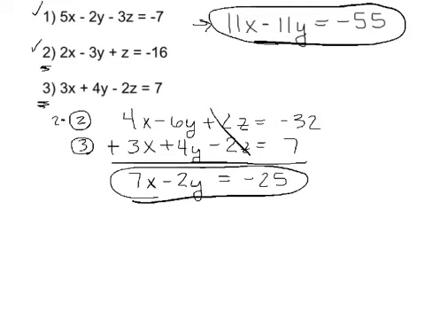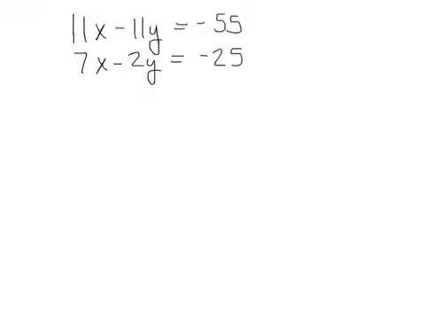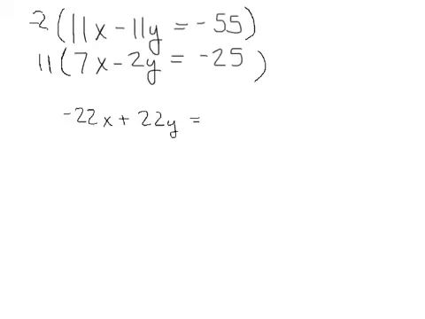Okay, I'm going to push pause and get another slide up. So here's the system of 2 equations. This is my 2 by 2. 2 equations, 2 unknowns. Let's go ahead and solve it. I'm going to multiply the top equation by a negative 2, the bottom equation by a positive 11, and use elimination. So that gives me negative 22x plus 22y equals positive 110.